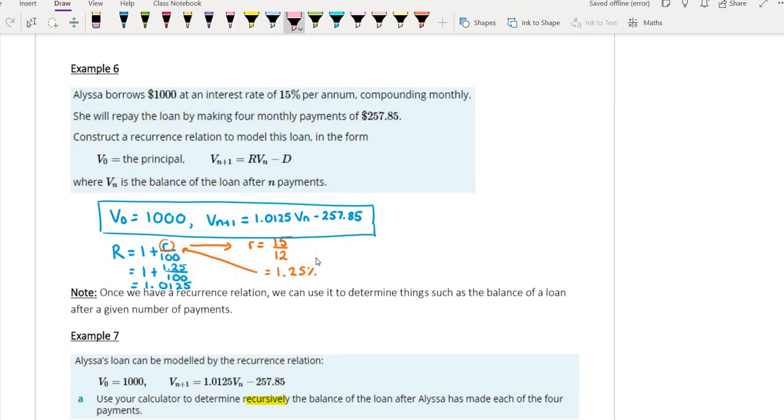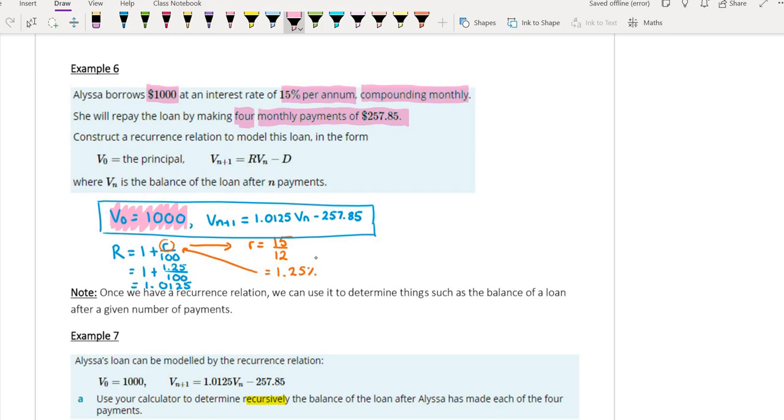So here's an example. If we borrow $1,000, interest rate is 15% per annum, but it's compounding monthly. And the payments that we're making is monthly payments of this much, and we're doing it 4 times. And we're asked to just represent it in a recurrence relation for this question. So obviously V0 is going to be 1,000.